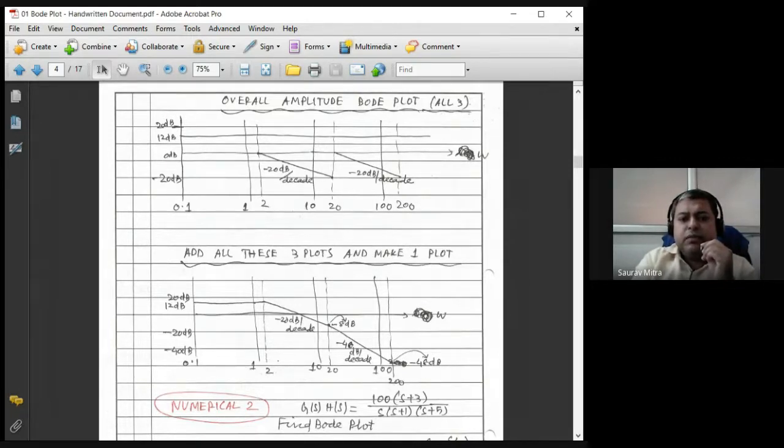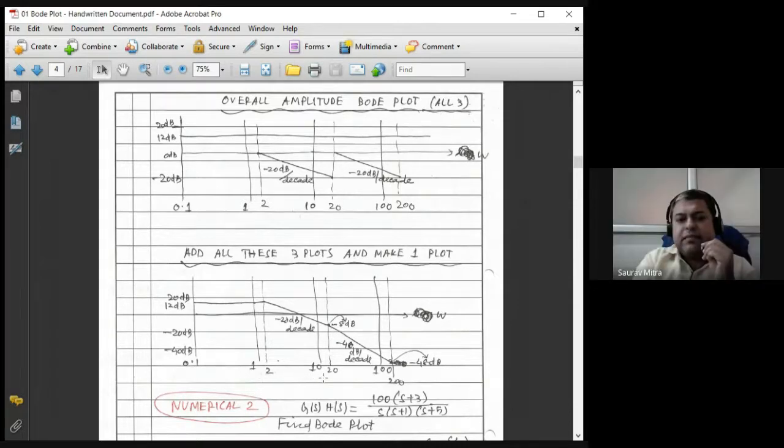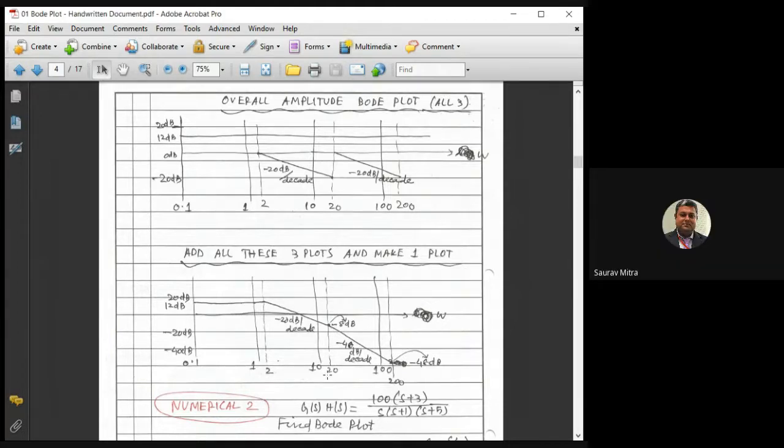Initially from 0.1 up to 2, only one amplitude is there, that is 12 dB. So that's why from 0.1 to 2 this line is coming. Up to 2 there is only one amplitude, equal to the 12 dB line. So you have come here, whatever the point is here, it doesn't matter. And then at this point you have to draw a minus 20 dB slope.